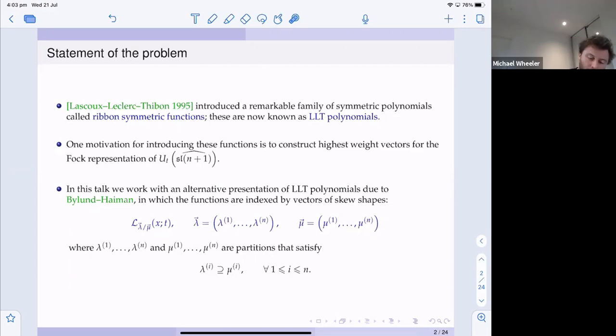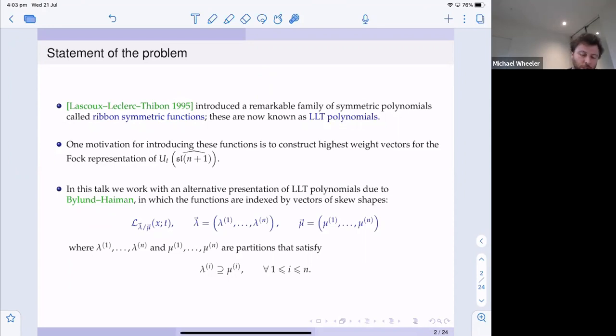So LLT polynomials were introduced in 1995 by Lascoux, Leclerc, and Thibon, and they're certainly a remarkable family of symmetric polynomials. They originally called them ribbon symmetric functions, because they defined them in terms of a generalization of tableau that they call ribbon tableau. And so these days, this is referred to as LLT polynomials.